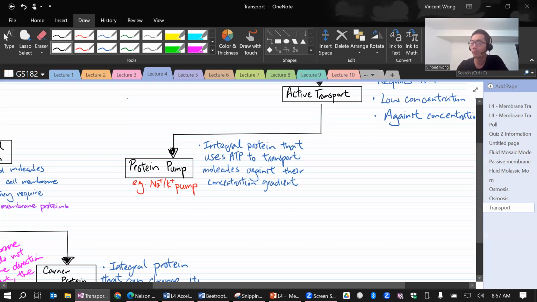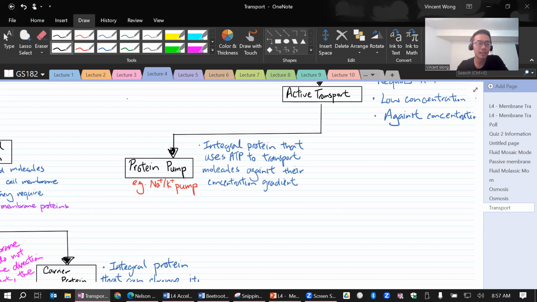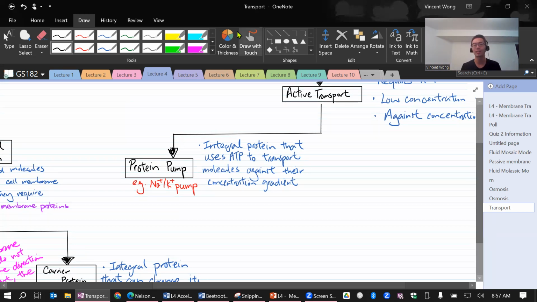Now I'm hoping this is more clear for some of you than me going through the PowerPoint slides. I try to do a combination of both. We cannot do everything on the notes like this, because otherwise we'll run out of time. But sometimes for complicated things, maybe this will help a little bit. All right. So let's draw a sodium-potassium pump.